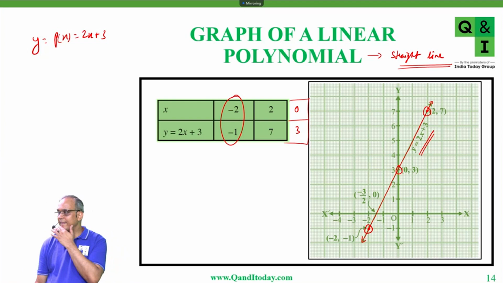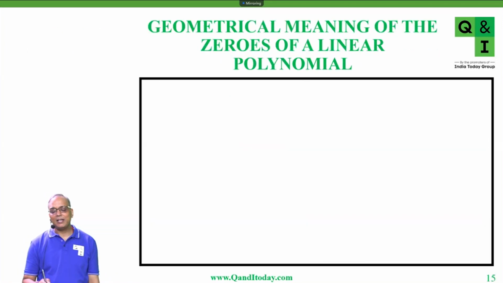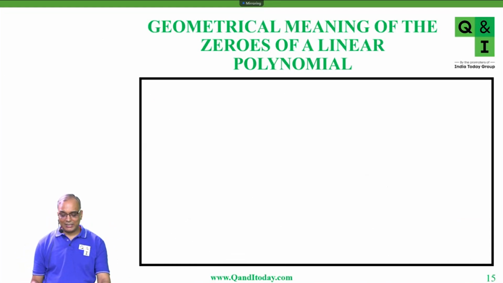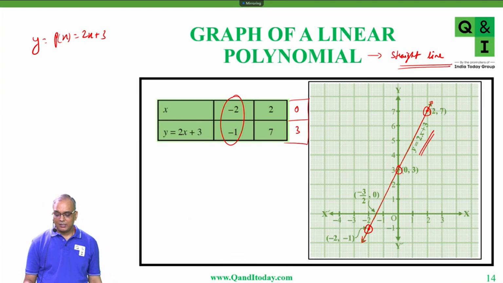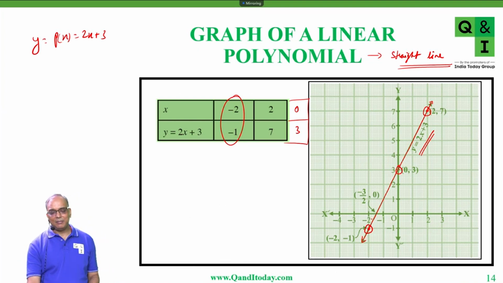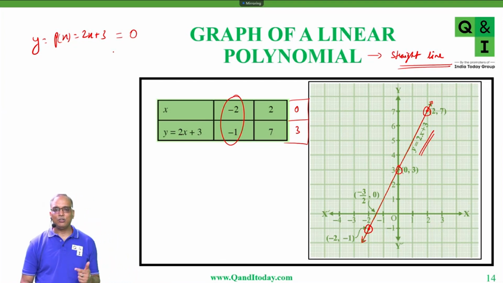Right? Let's move ahead. Now, geometrical meaning of the zero of a linear polynomial. What does geometrical meaning mean? I'll show it to you in this only. You have this polynomial. Now we say that the value of the polynomial is equal to 0. The value of variable at which the value of polynomial becomes 0 is called zero of the polynomial.